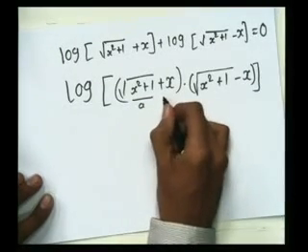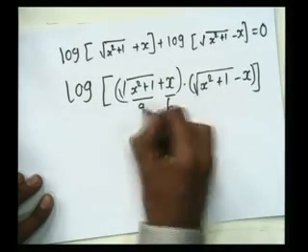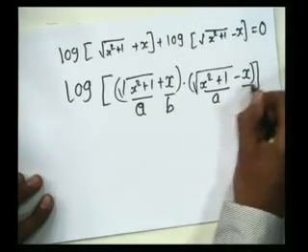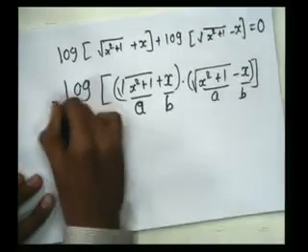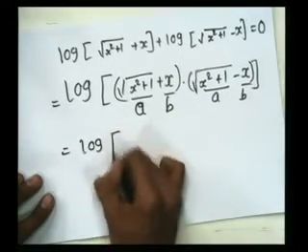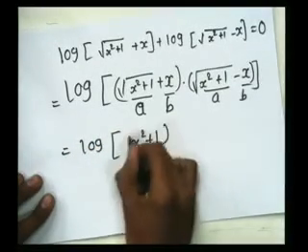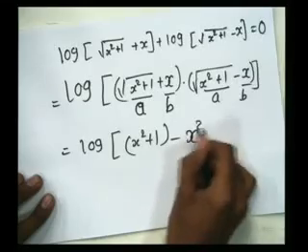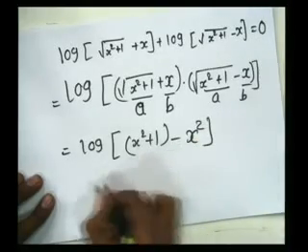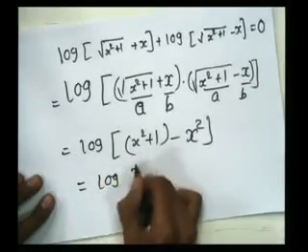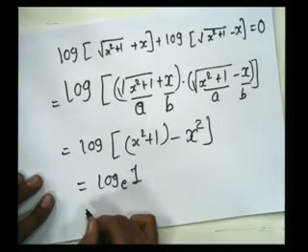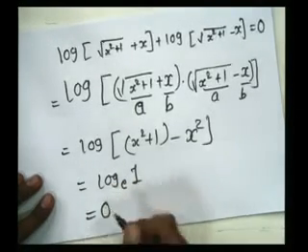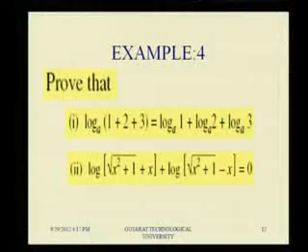If we consider this term as a and this term as b, so a plus b into a minus b is a square minus b square. So we can write x square plus 1 minus x square. X square will be cancelled out and we will get log 1. Base is not written, that is e, and as we know that log 1 to any base, the answer is 0. That is our right hand side. The same example we will discuss on the presentation.